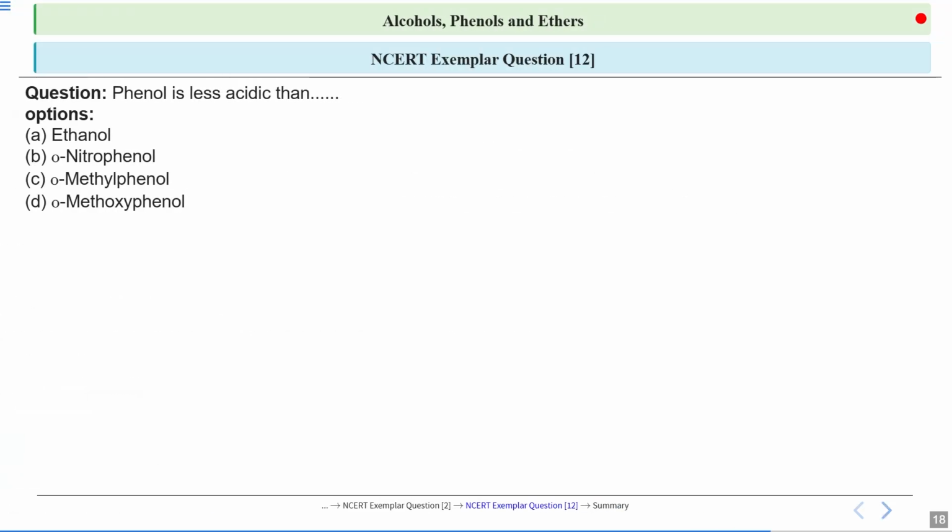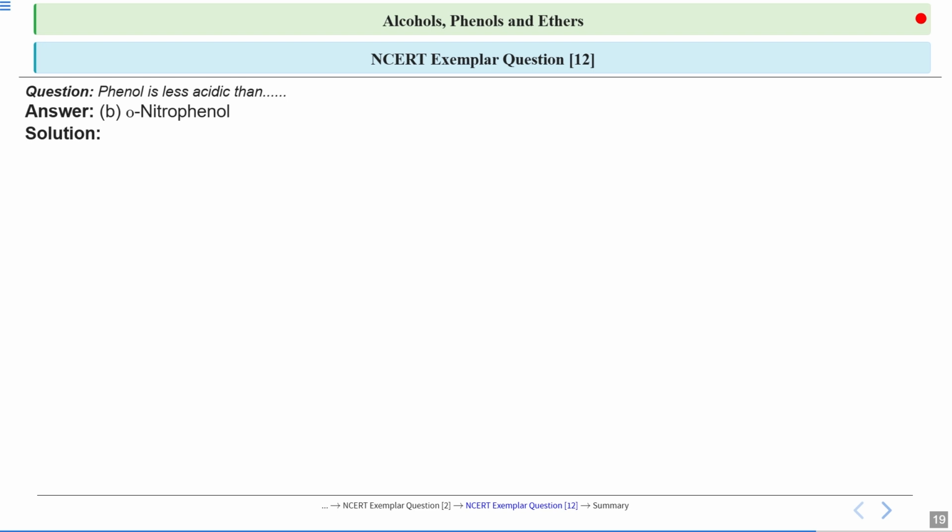Now let's solve our next NCERT Exemplar question number 12. The question is, phenol is less acidic than which of the following compounds? You have to tell from the options which compound is more acidic. Options are ethanol, orthonitrophenol, orthomethylphenol, or orthomethoxyphenol. For this question, the correct answer is option B, that is orthonitrophenol.